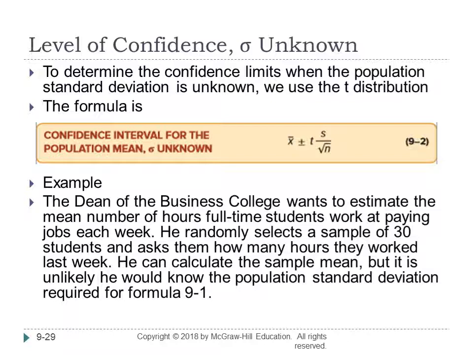Your limits or your confidence interval is x bar minus or plus t times s divided by the square root of n. Now the value for t is determined by the confidence level that you want, and we'll see how to calculate it. Let's look at an example.